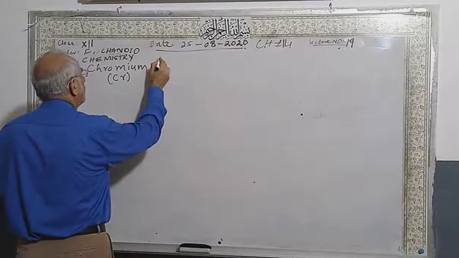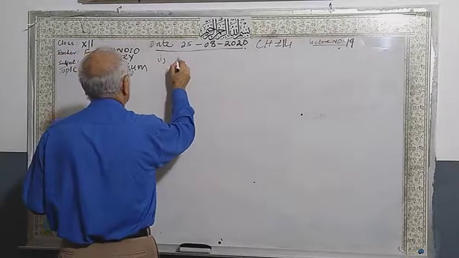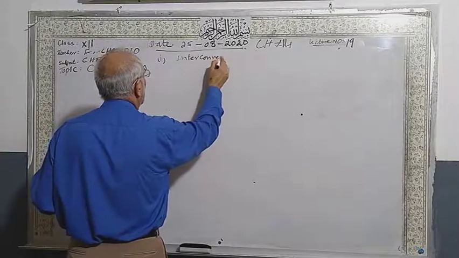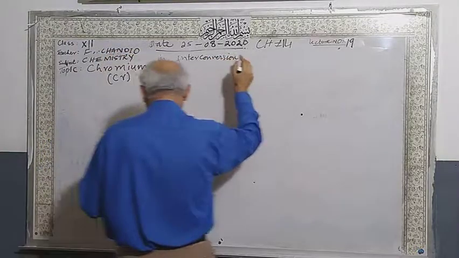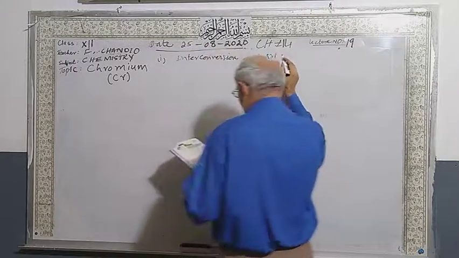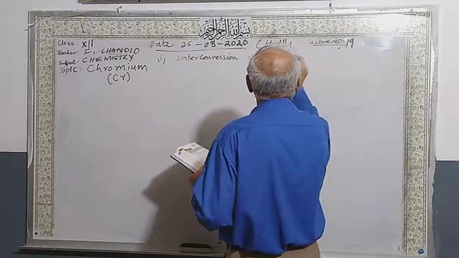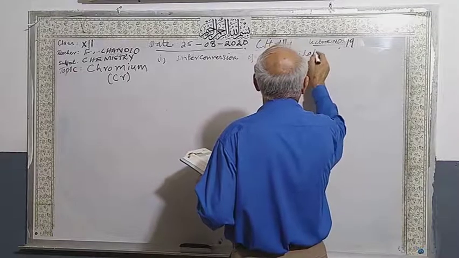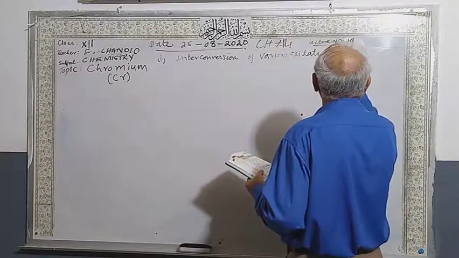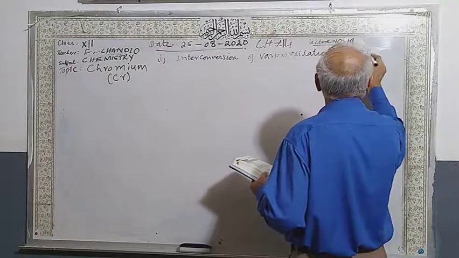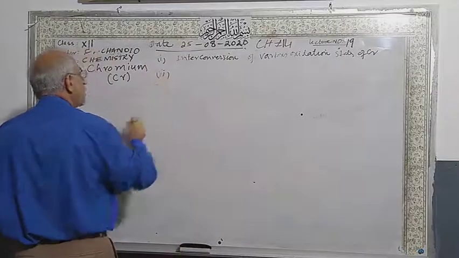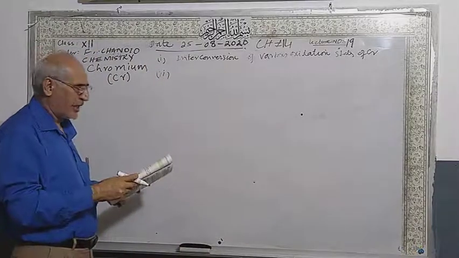So number 1 is interconversion of various oxidation states of chromium. This is number one. So how we change one oxidation state to another oxidation state, as we did for vanadium.